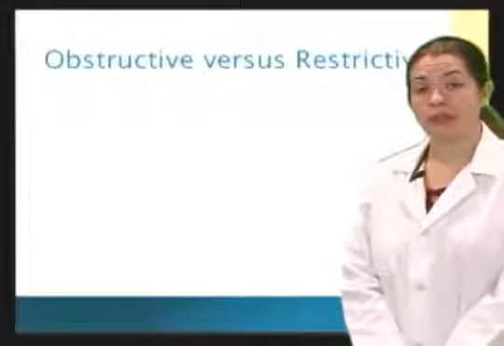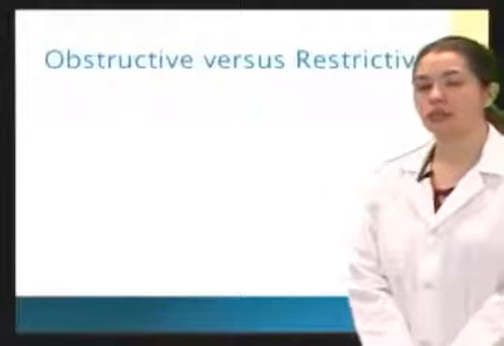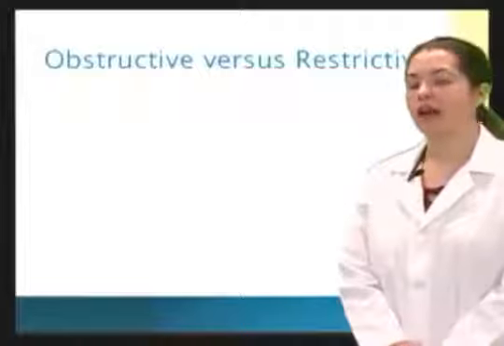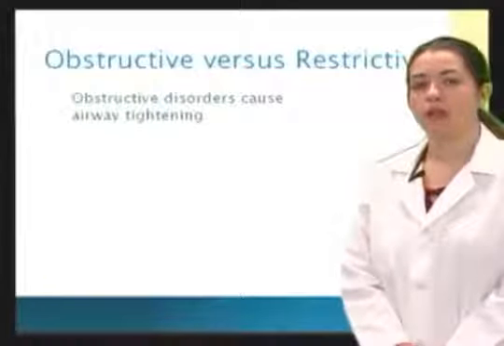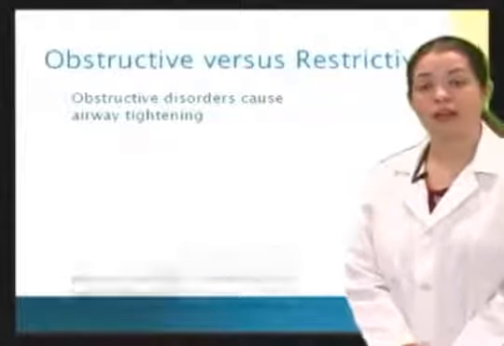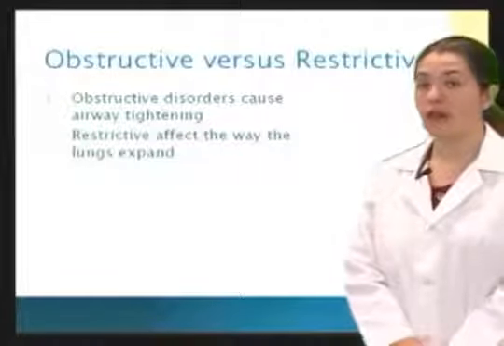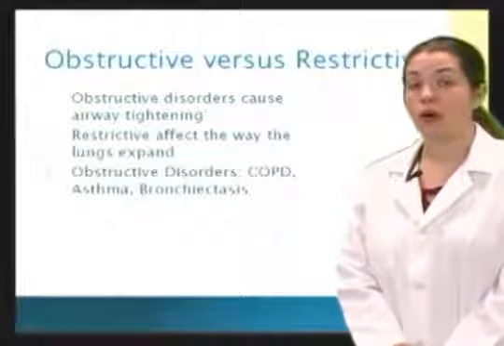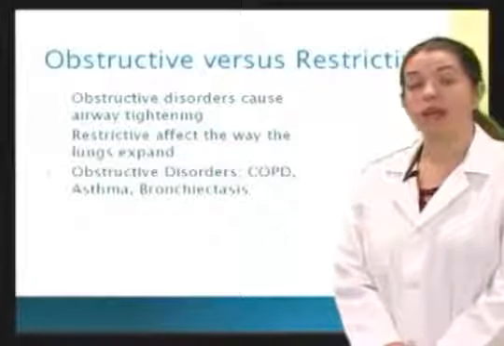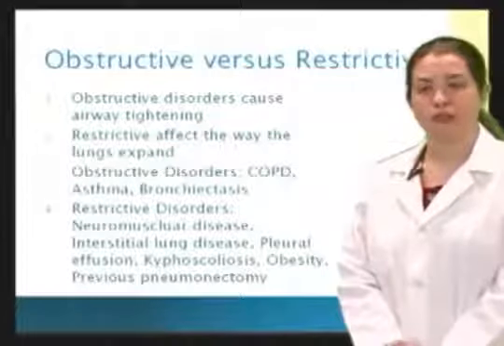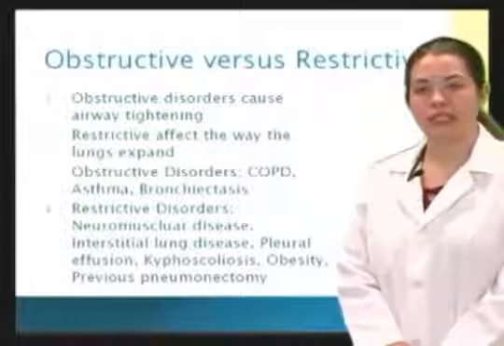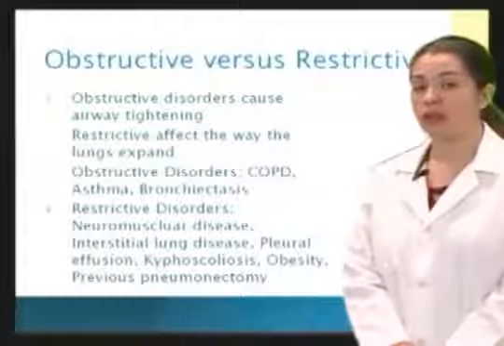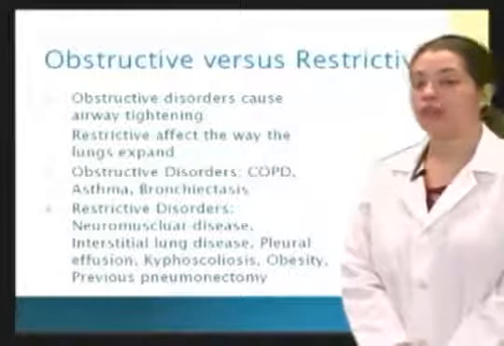Spirometry can also help us determine whether the airflow limitation is an obstructive or restrictive pattern. Before we discuss that, what do we mean by obstructive and restrictive? Obstructive disorders cause airway tightening. Restrictive affect the way the lungs expand. Obstructive disorders include COPD, or chronic obstructive pulmonary disease, asthma, and bronchiectasis. Restrictive disorders include neuromuscular disease, interstitial lung disease, pleural effusion, kyphoscoliosis, obesity, and previous pneumonectomy.